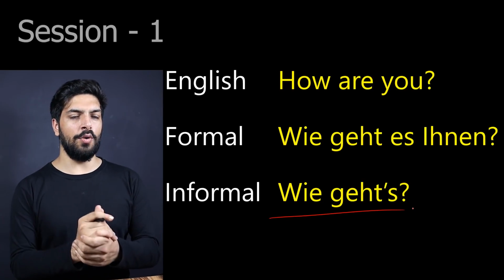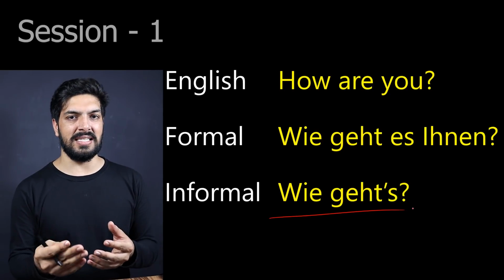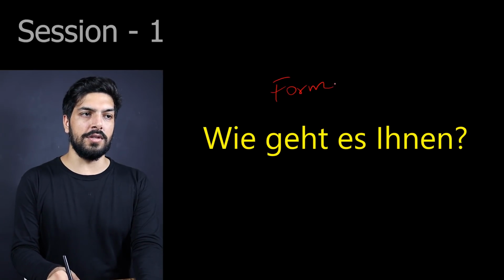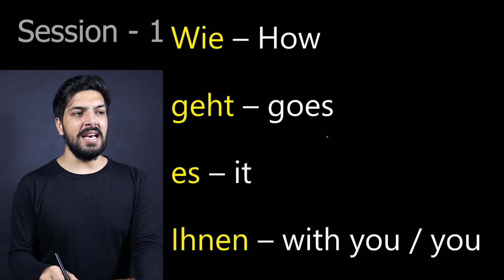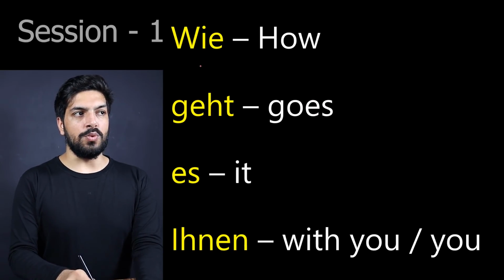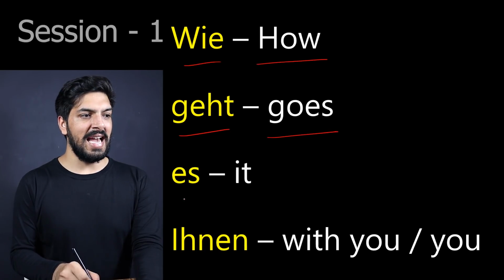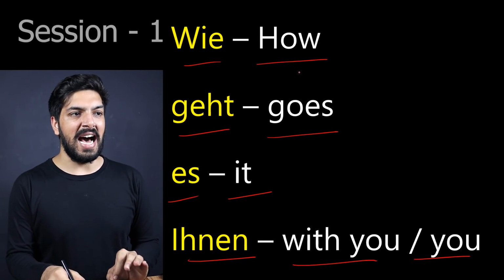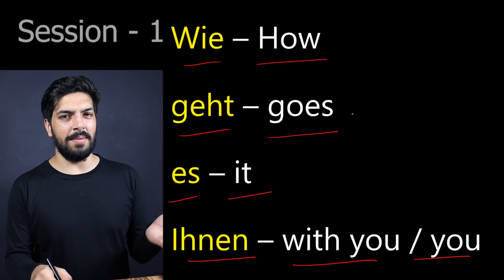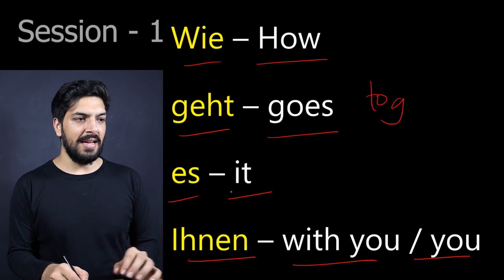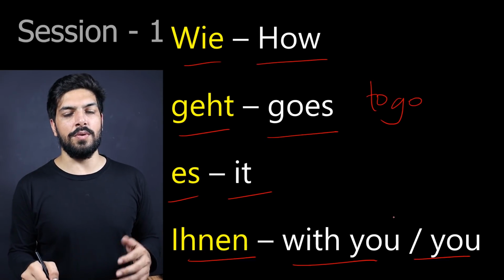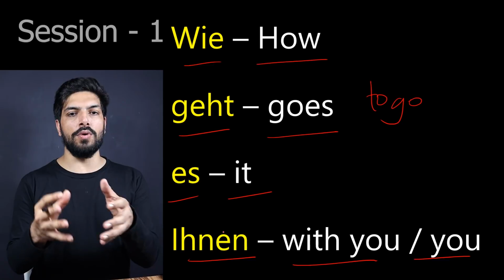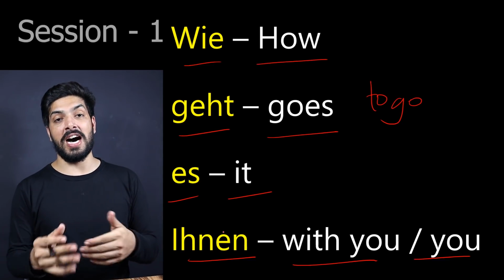Let's try to decode this. Decode in the sense, try to understand how these sentences are formed. So let's have a look at the first one, which is the formal one. If you remember, this was the formal version of how are you in German. And here we have mentioned how, that means wie is how, geht is goes, es is it, and Ihnen is with you or only you. So again, wie is how. Geht is goes. I have written goes here because it fits here. Generally, it means to go. And es is it. And Ihnen is with you or you, which is third person in a way. So, wie geht es Ihnen literally means how goes it with you. Right? So, you can translate it to how are you.